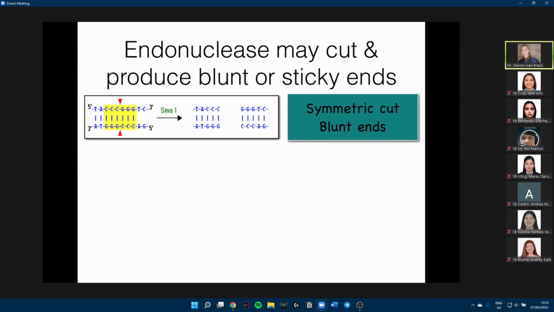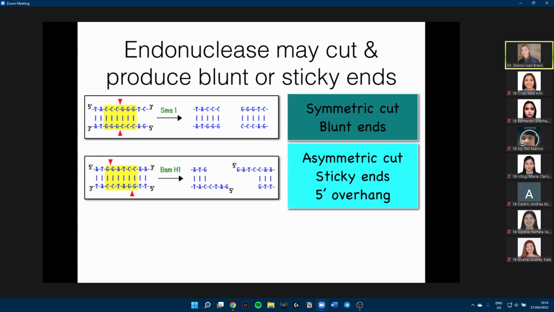Whenever restriction endonuclease cut a DNA fragment, it always produces 3 possible outcomes. The first is shown here, as exemplified by SmaI. In this example, it cuts exactly at the very center of the palindrome sequence it recognizes. This is referred to as a symmetric cut. The resulting DNA fragment would have very clean edges, referred to as having blunt ends.